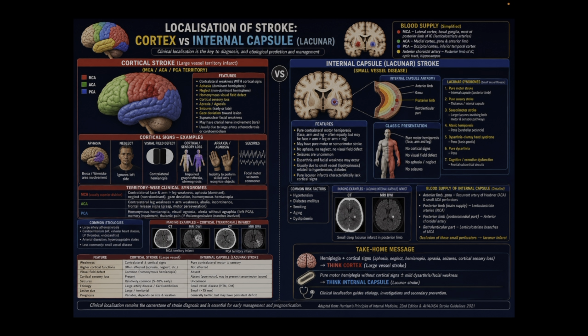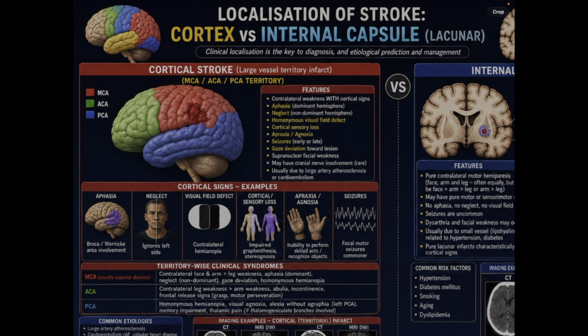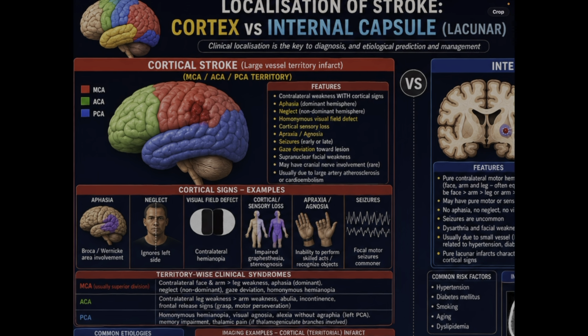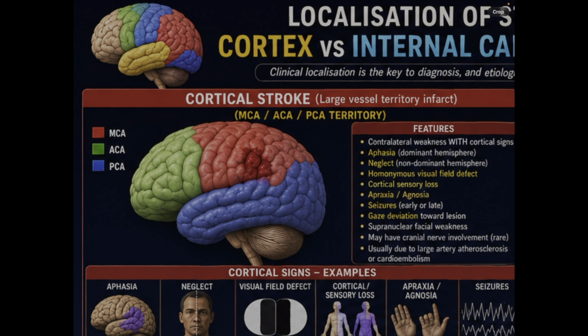Cortical stroke involves the cerebral cortex and is most commonly caused by large vessel occlusion, including the middle cerebral artery, anterior cerebral artery or posterior cerebral artery territories. In this diagram you can see the orange color middle cerebral artery, green anterior cerebral artery and the blue color is posterior cerebral artery territories.